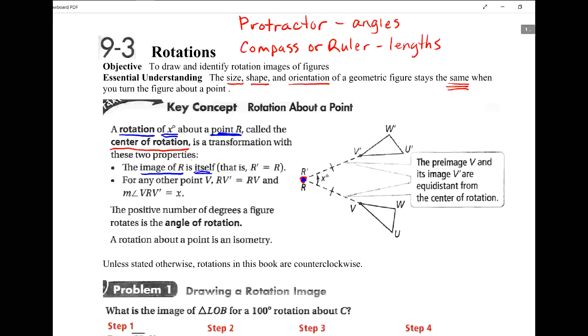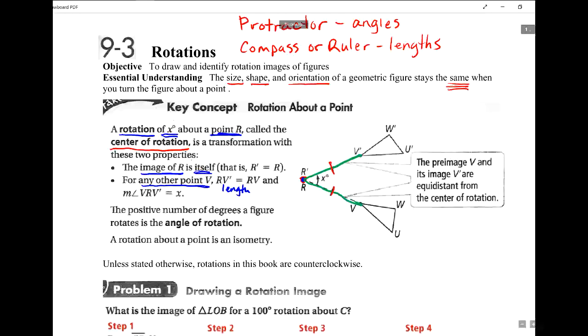So that one's easy. For any other point, okay, so point V that is not on the center of rotation, the length RV prime equals the length RV. So let's look at that. R to V and R to V prime, these lengths are congruent. Okay, that makes sense. These are just the hands of the clock and we're just spinning it around in a circle.